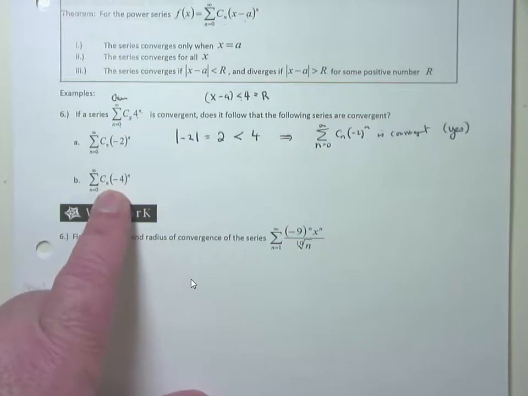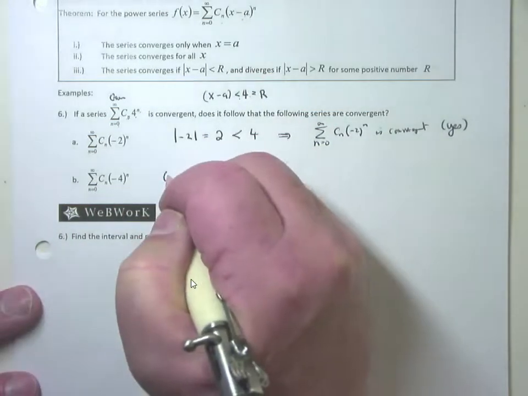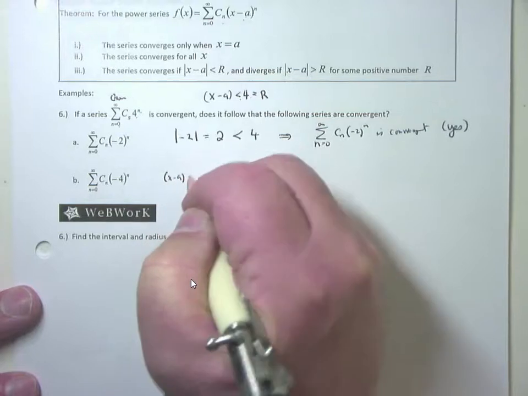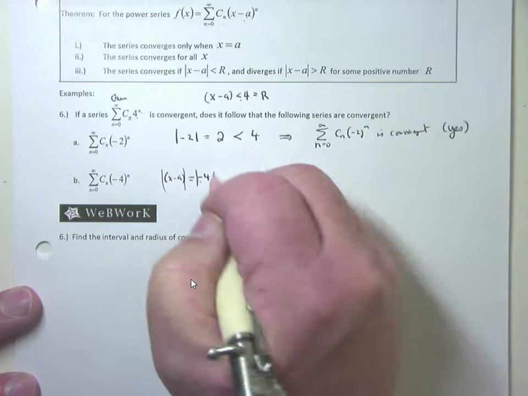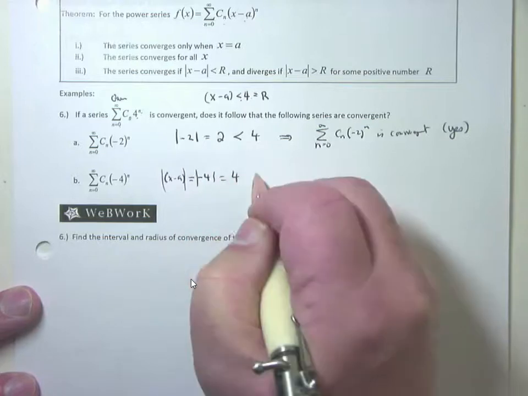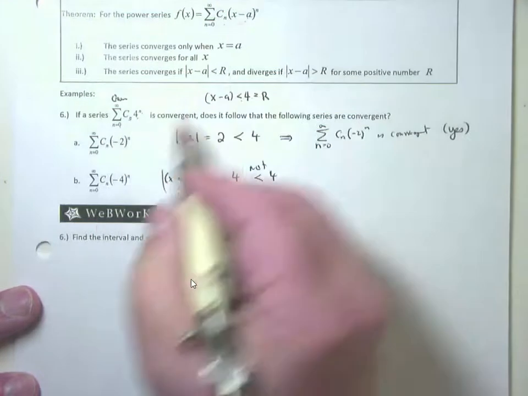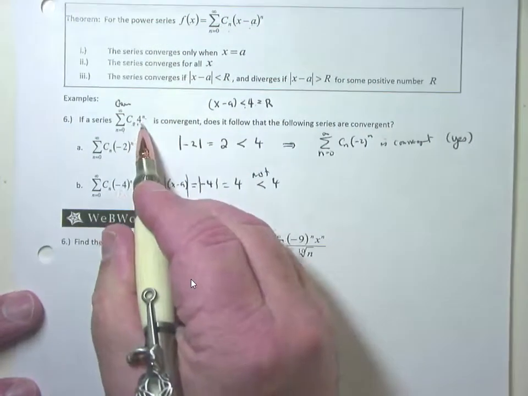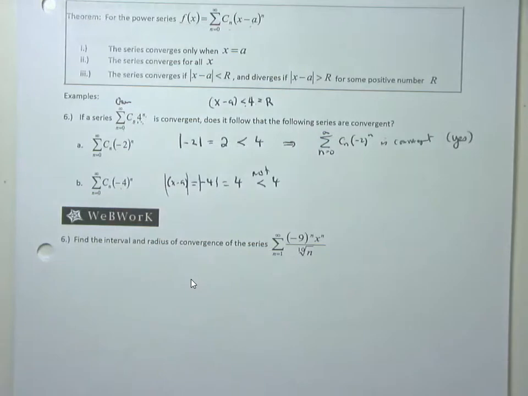This one, the sum from 0 to infinity of Cn times negative 4 to the n. Well, you see your x minus a part here equals negative 4. Absolute value speaking, the absolute value of negative 4 is 4, and 4 is not less than 4. Remember, we were given this series converges, but this is the other endpoint. Because one endpoint converges, does that force the other endpoint to converge? No, we have to check both of them.